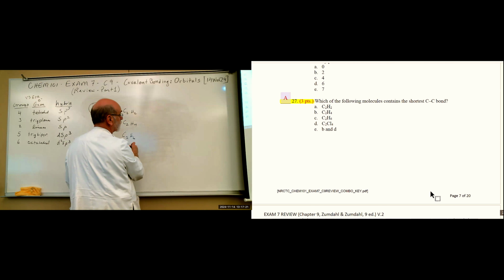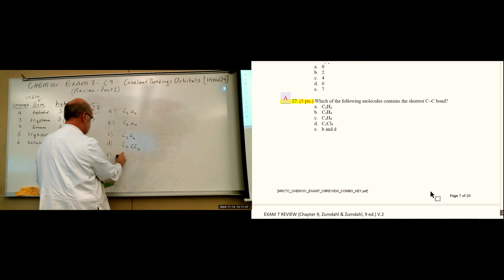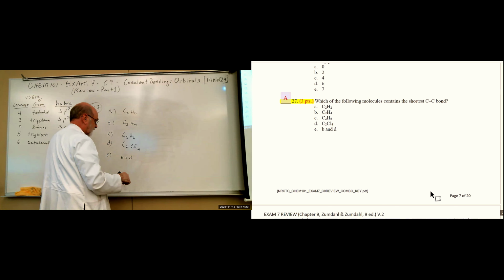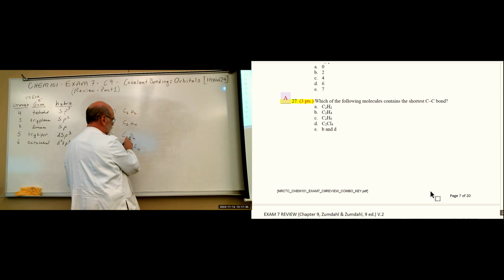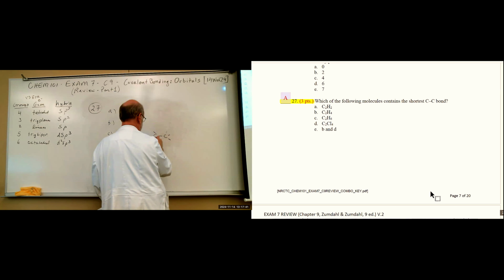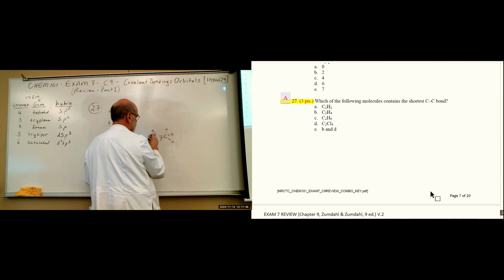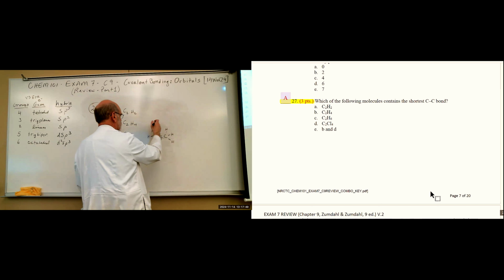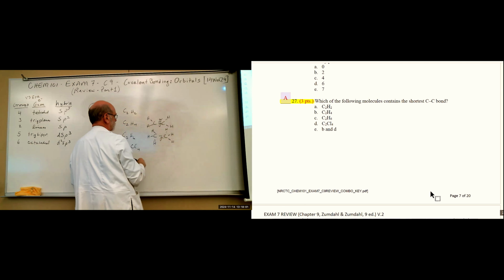And C2Cl4. And then this is B and D. All right, we're looking for the shortest carbon-carbon bond. This one we drew just a second ago. This is ethane. That's a single bond, a sigma bond. This one is ethylene. Remember? It had a double bond here. It has sigma and a pi. This one's shorter than that one.